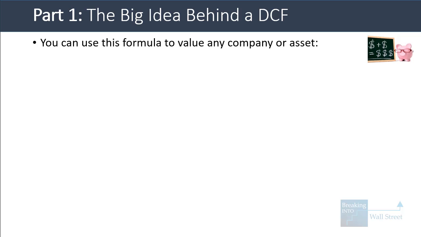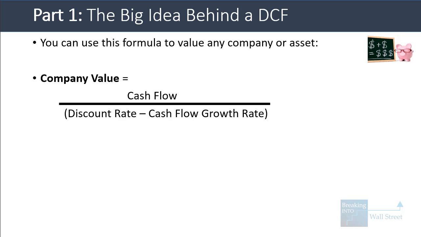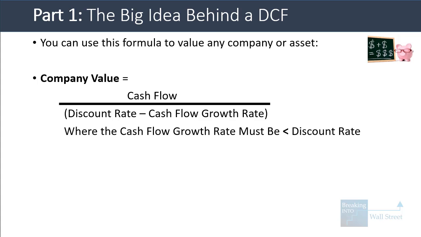You can use the following formula to value any company or asset that generates cash flows. You take its cash flow and divide by the discount rate minus the cash flow growth rate, and that's what gives you the company's implied value or intrinsic value. Now, the cash flow growth rate needs to be less than the discount rate. Otherwise, this formula doesn't work. You get to divide by 0 if it equals the discount rate, and you get nonsensical results if it is greater than the discount rate. So that is one constraint, but this is the basic idea.